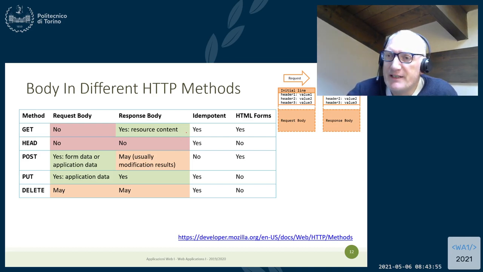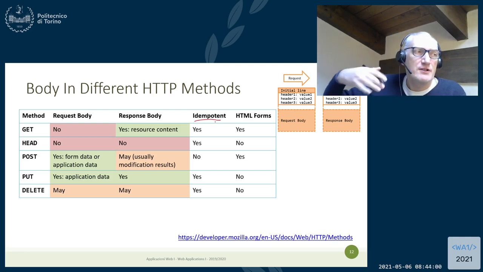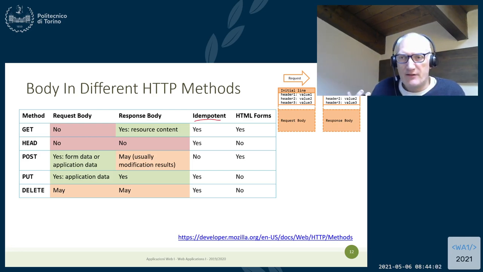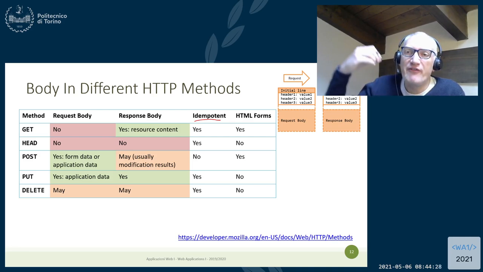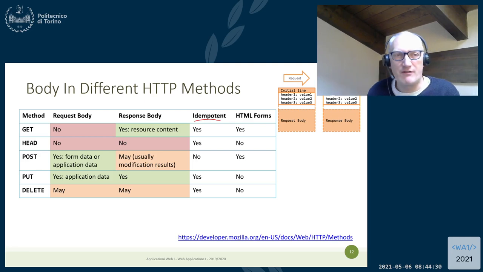This column, idempotent, says whether the request can be done more than once with the same result. So an idempotent request is an HTTP transaction that, if it's repeated, will deliver the same result. The idea is that if you implement something with the GET method and you call it two or three times in a row, you will always get the same result without modifying the state of the application, the state of the server.